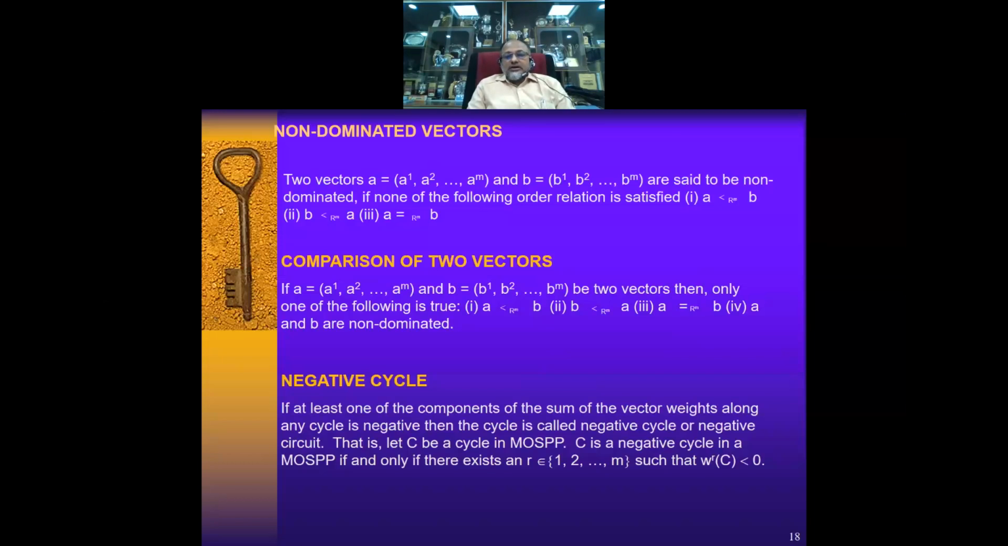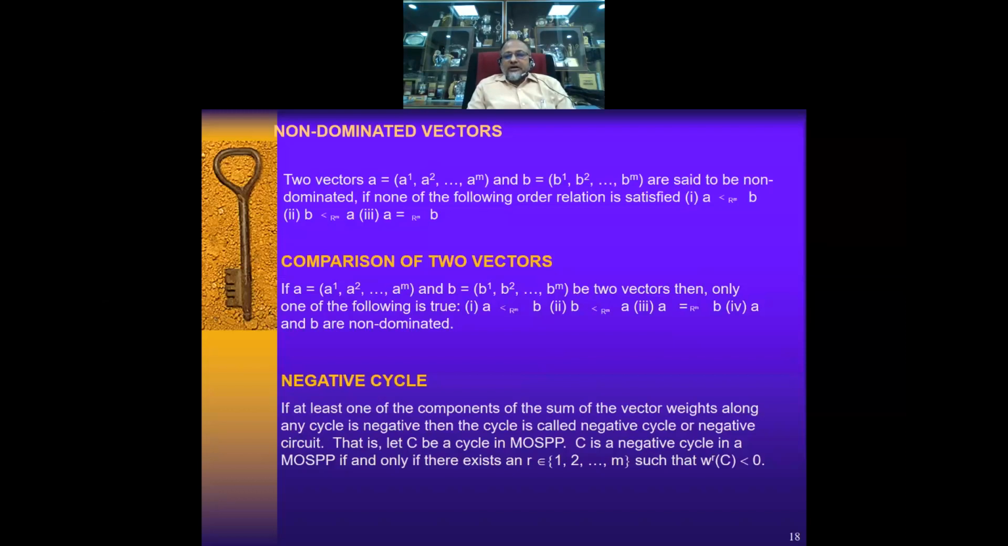What are those order relations? Three. We all know the law of trichotomy: A less than B, or A greater than B, or A equal to B. Here also, A is less than B component-wise, or in terms of order relation, or B is less than A. We cannot say that A less than B implies A not less than B implies B is greater than A. That cannot always hold in a non-dominated set. It is not possible to tell like that.